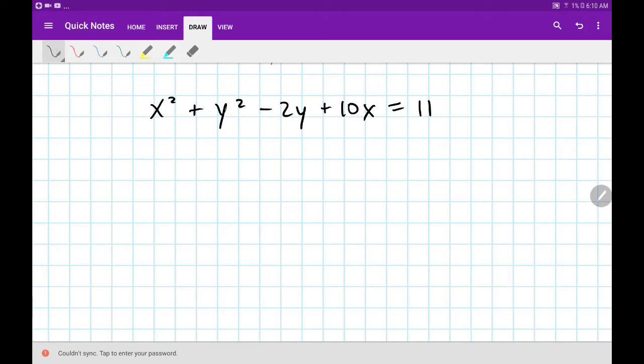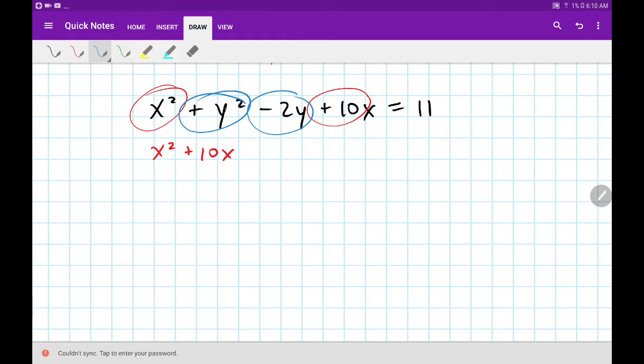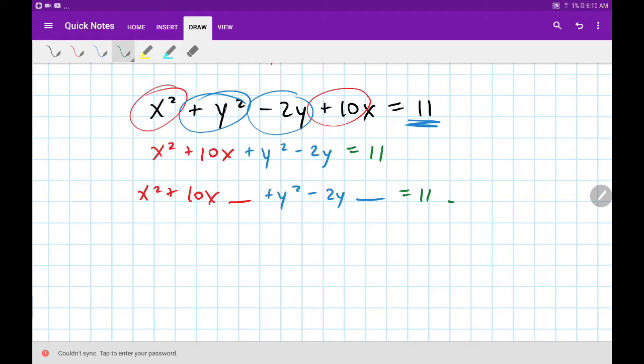All right, so first we have to group our x and y terms. Here's my x's, so x squared plus 10x. Here's my y's, so plus y squared minus 2y. And since my constant's already on the other side, I was actually okay just to leave that there. Now we have to put blanks after our pairs of terms. Two blanks on the left, so 2 blanks on the right.